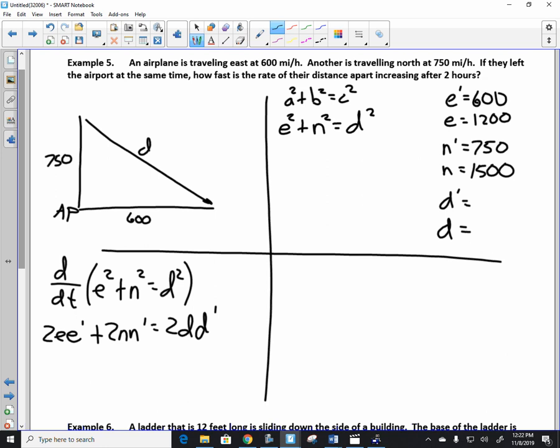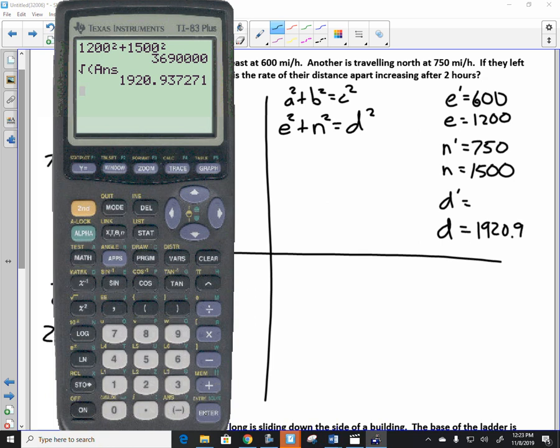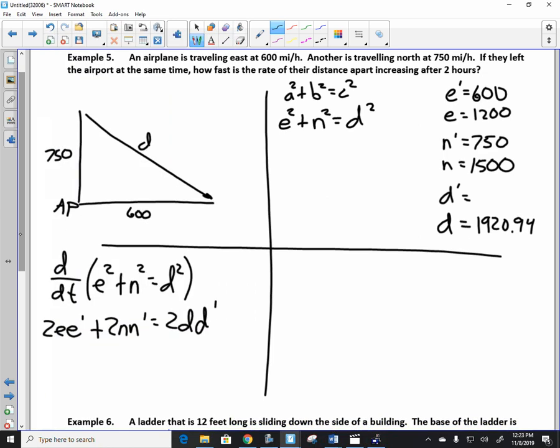Yeah, so I'm going to take out my handy dandy calculator. I'm going to turn that guy on. Ooh, wow, tough day in college algebra. So we got 1,200 squared plus 1,500 squared. Is that my answer? Square root. The answer, and I get 1,920.94. So now I have enough pieces to put in place to solve for D prime, don't I?